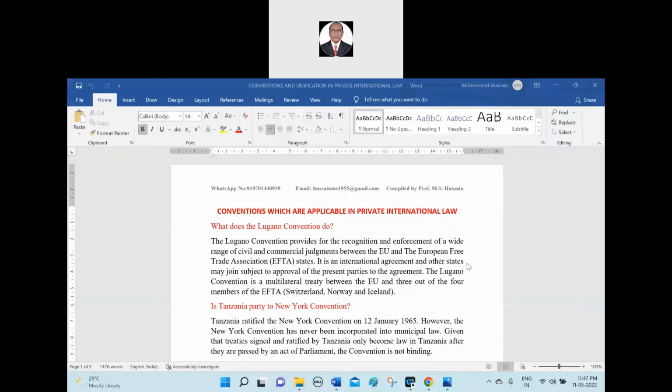Like, what does the Lugano Convention do? Can you read this highlighted point? Dorcas: The Lugano Convention provides for the recognition and enforcement of a wide range of civil and commercial judgments between the EU and the European Free Trade Association, EFTA, States. It is an international agreement, and other states may join subject to the approval of the present parties to the agreement. The Lugano Convention is a multilateral treaty between the EU and 3 out of the 4 members of EFTA, that means Switzerland, Norway, and Iceland.